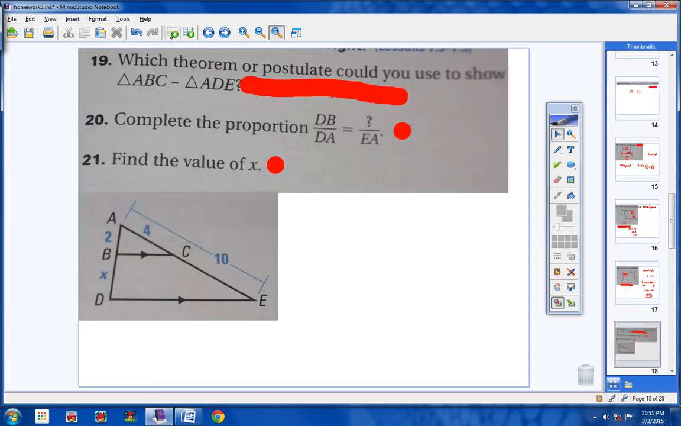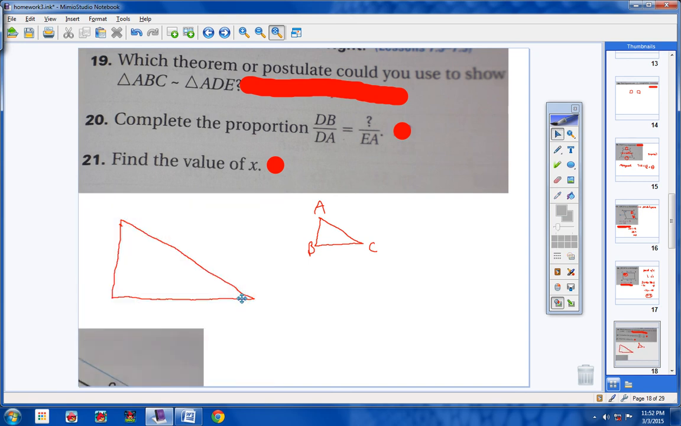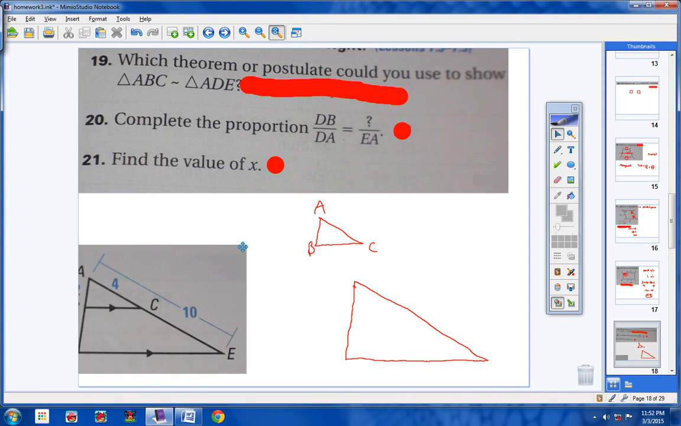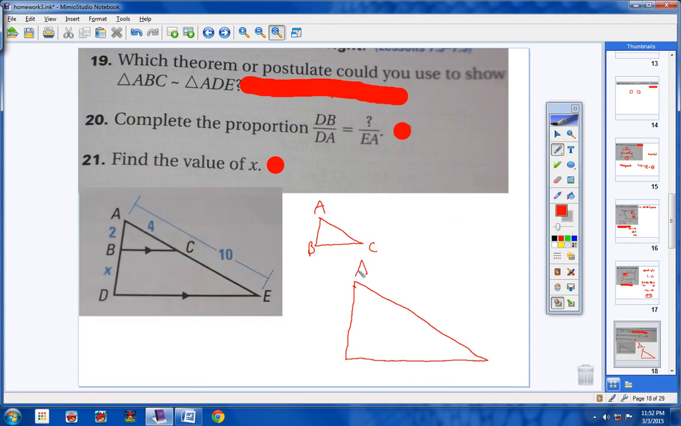All right, moving on to numbers 19, 20, and 21. Which theorem or postulate could you use to show that triangle ABC is similar to triangle ADE? All right, well, let's take a look at this. ABC, ADE. I think it's best to split the two triangles up. So I've got a little triangle here. I'm going to call that triangle ABC. Now I've got my big triangle right here. This big triangle here, and we call that triangle ADE. Triangle ADE.